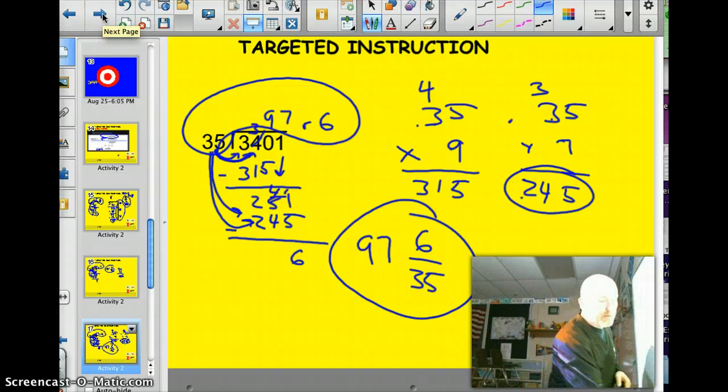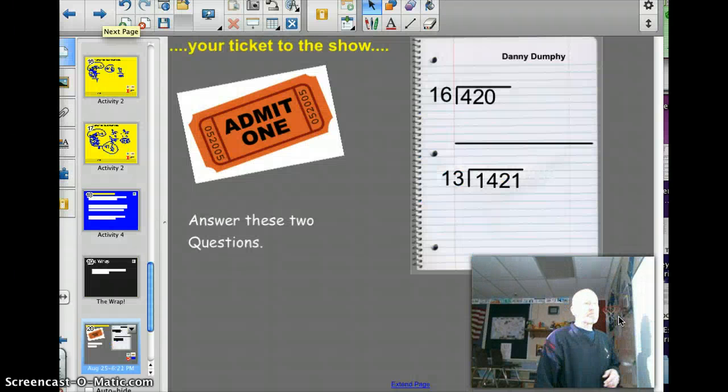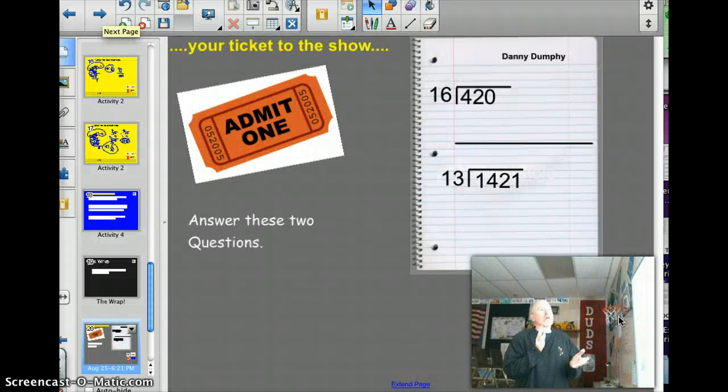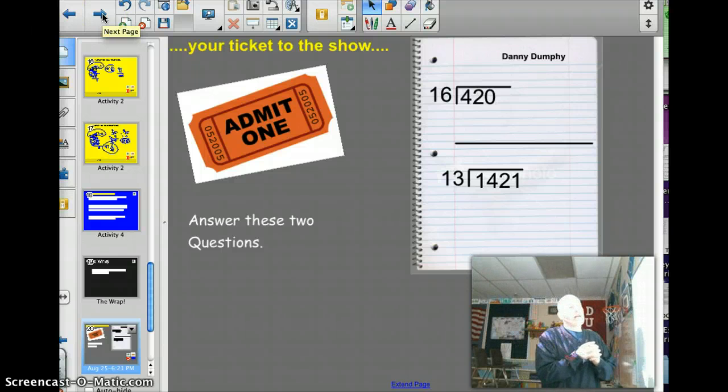All right, I think it's time to go to the ticket for the show. Here we go. 2 problems, 420 divided by 16. And 1,421 divided by 13. I'll pause for a second so you can write them down.